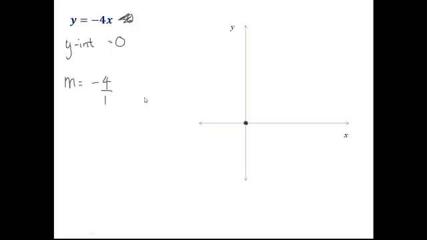That means I have a rise of -4. That basically means instead of going up, we're going to go down. And the run, again, is 1. So I'm going to go to the right 1. So from our y-intercept, I'm going to go to the right 1 and down 4. 1, 2, 3, 4. I'm just sketching this approximately, as you can see. So that would be the point 1, -4.